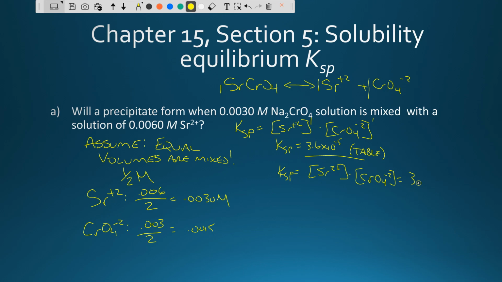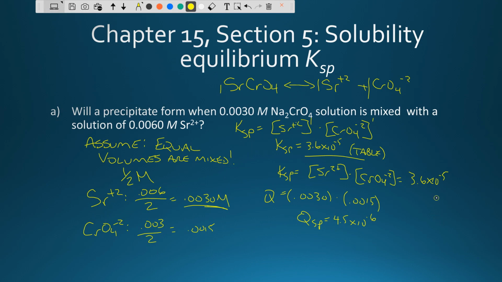That will equal 3.6 times 10 to the negative 5. But if I take a look at my Q, I take my 0.003 from here and multiply that by my 0.0015. And so my Q_sp is going to be 4.5 times 10 to the negative 6. Okay, so what does that mean?